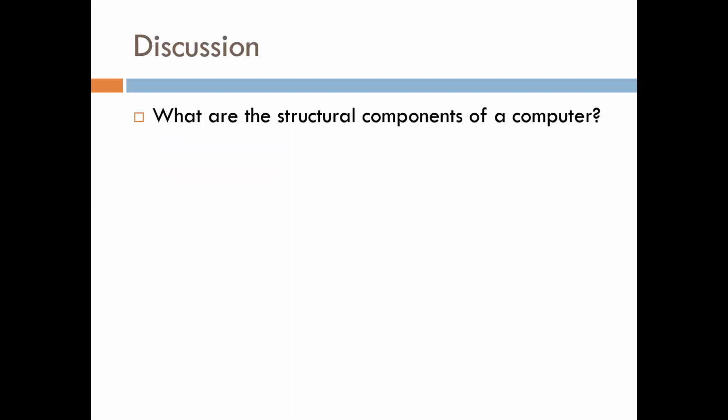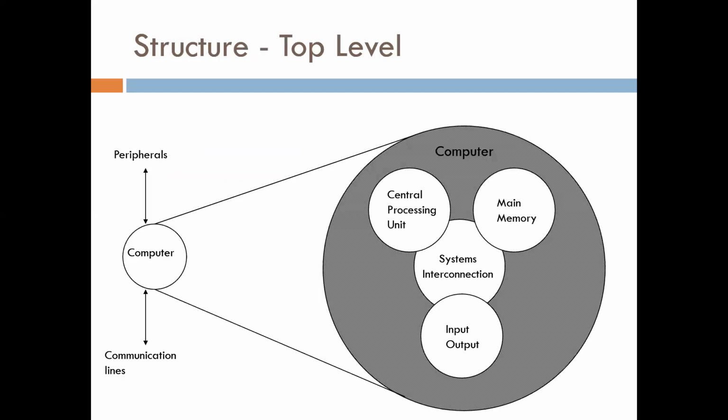So what are the structural components of a computer? Since we made it this far already in our program, we should be able to tell what the main components of a computer are, and you are familiar with these terms already. They are the central processing unit, the main memory, and the input-output. And there's some sort of system interconnection that would tie all of these things together, which we will see in a short while.